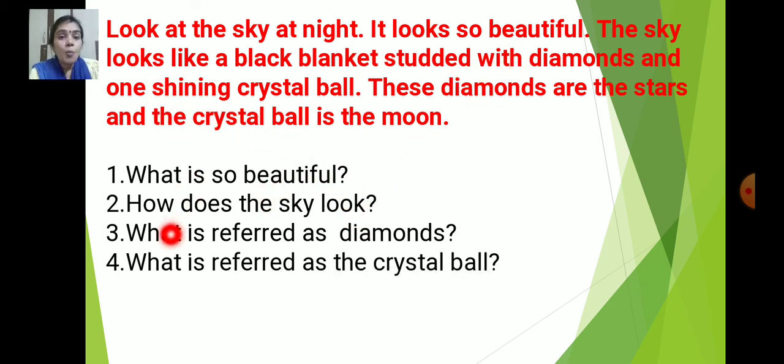What is referred to as diamonds? Diamonds are the stars. These diamonds are the stars. So the stars are referred to as diamonds. So what will you write? The stars are referred to as diamonds. What is referred to as a crystal ball? The crystal ball here is the moon. So the moon is referred to as the crystal ball.